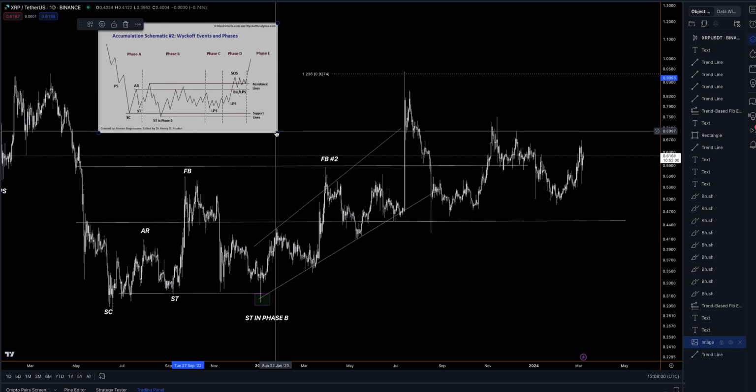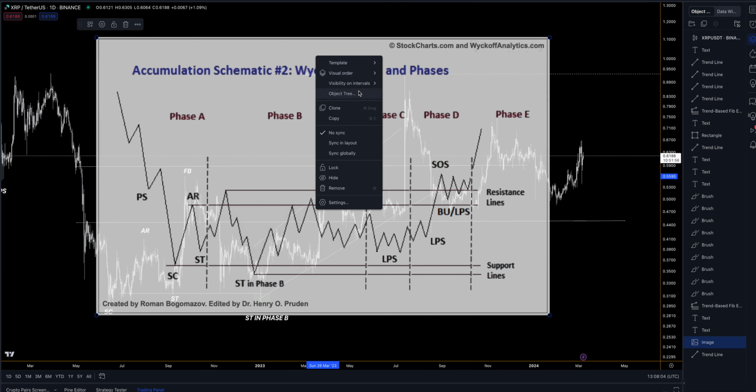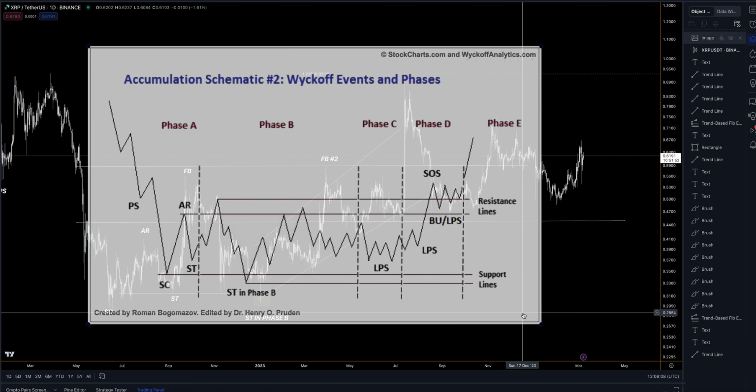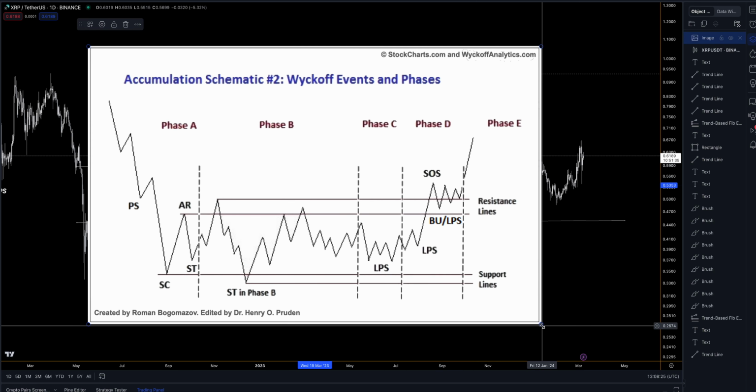Okay, you see how after your secondary test in phase B, you move up to the top to mid-range, and then you get knocked back down. You have your last point of support when the price chops around here, and then you have your sign of strength above the top of the range.